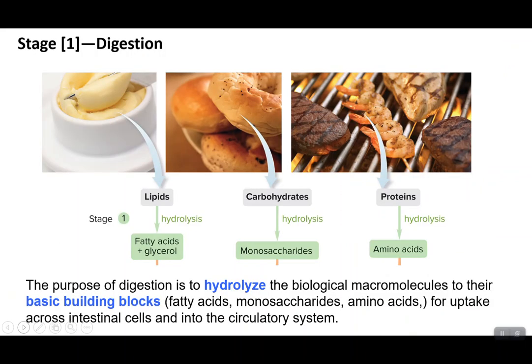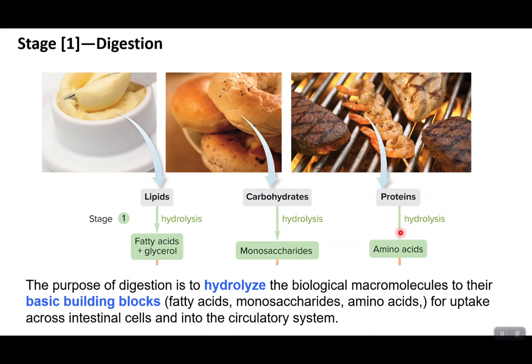All right, stage 1 is going to be digestion. This is where we are going to obtain our very large molecules. So the large molecules we're interested in are these biological macromolecules that we've already talked about, which is going to be the lipids, the carbohydrates, and the proteins. And here I'm showing you different sources for these very large molecules. So in stage 1, the purpose of digestion is to hydrolyze these biological molecules into their basic building blocks. Those basic building blocks are these fatty acids, the monosaccharides, and the amino acids.